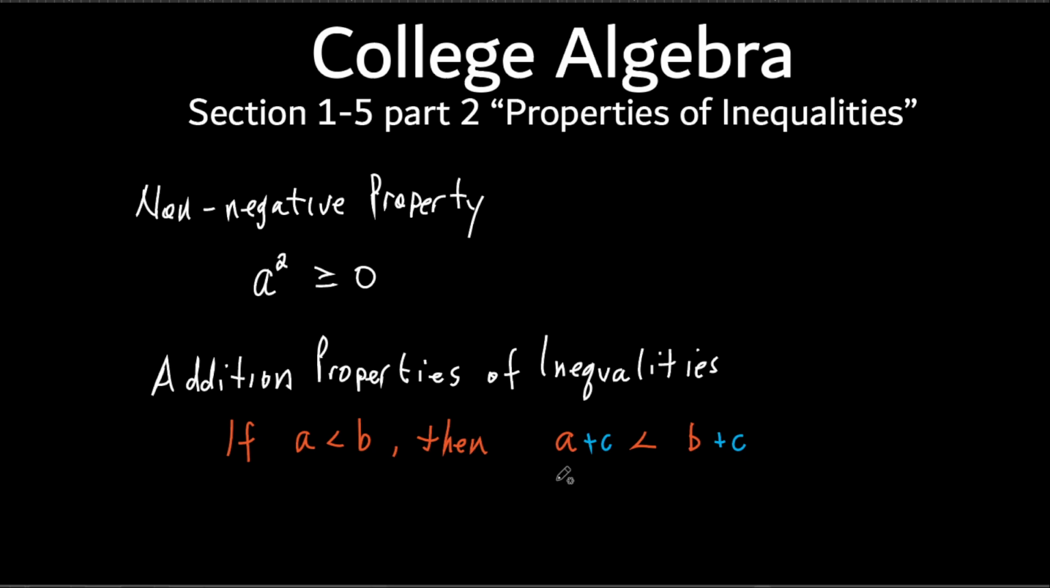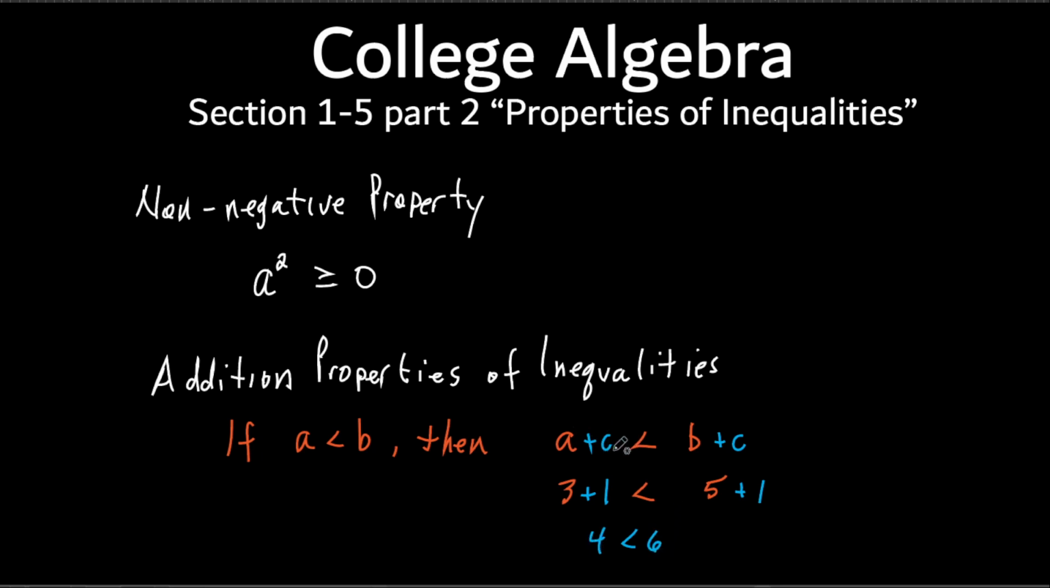Let's just try, keep color coordination here. So 3 is less than, I don't know, 5, let's say. All right. And what are we going to do? We're going to add something to both sides. So let's make it super easy. Let's just add a 1 to both sides. Add a 1 here, add a 1 here. So 3 plus 1 is 4, obviously, is less than 5 plus 1, which is 6. So 4 is still less than 6.